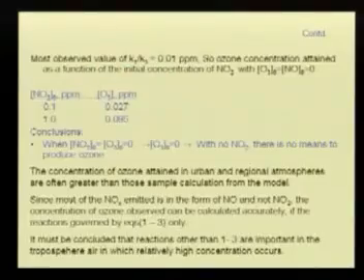But you see here, we can read: the concentrations of ozone attained in the urban and regional atmosphere were often greater than those from the sample calculations from the model, as you see here. Since most of the NOx emitted is in the form of NO and not NO2, the concentration of ozone observed can be calculated accurately only if the reactions governed by equation 1, 3 apply. It must be concluded that in addition to reactions 1, 3, something more is happening which we have not thought of. Okay, and this whole thing was given by two scientists, Haagen-Smit and others, great people.